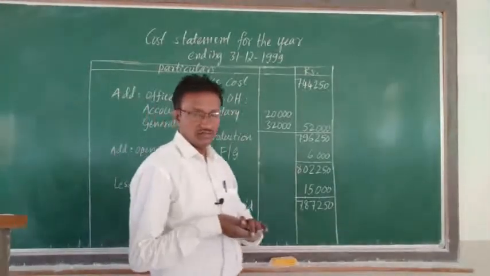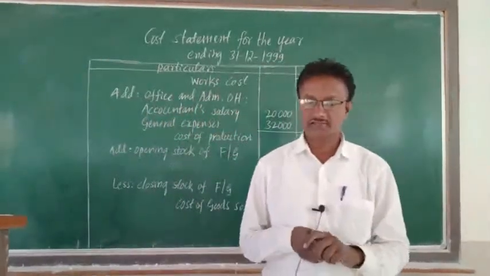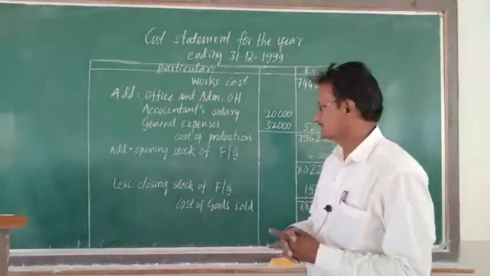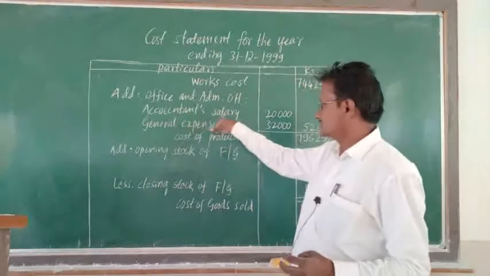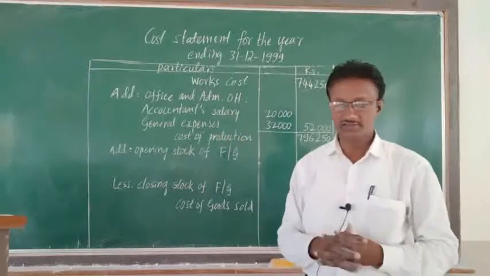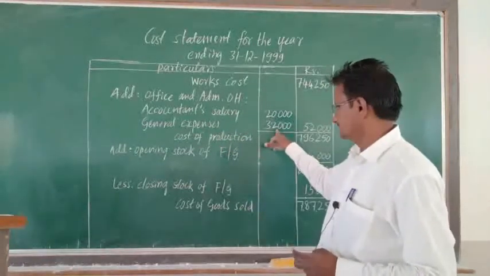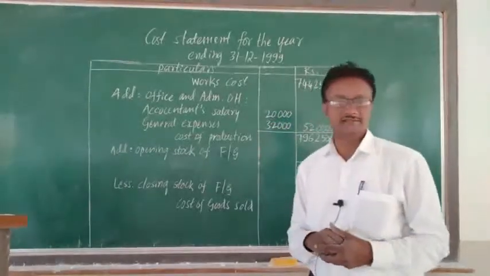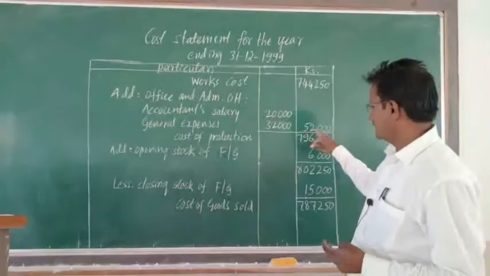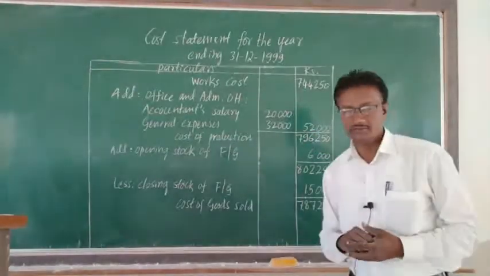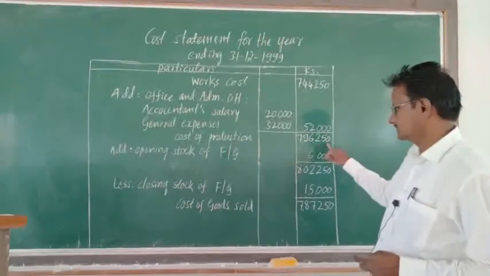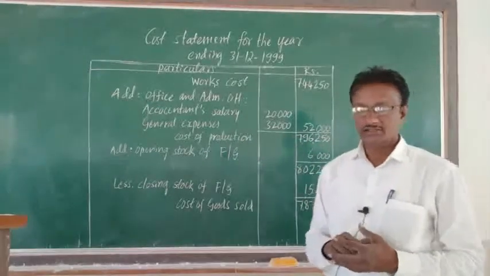So all expenses related to office or administration are taken under this head. Here there are only two expenses given. One is accountant salary 20,000, and general expenses here given is 32,000. So take the total of these two items, it is 52,000. So add 52,000 to 7,44,250. The total is 7,96,250. It is called cost of production.